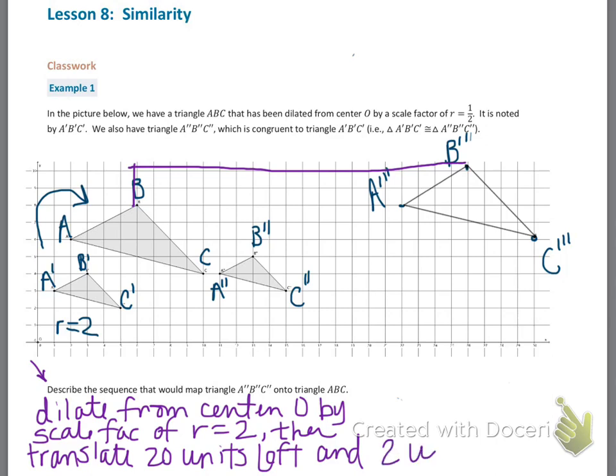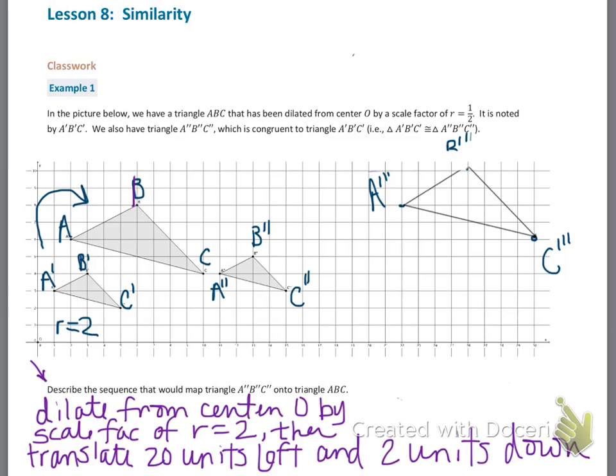Two units down. Now, since we haven't been defining translations that way, we should probably verify that no matter which point I pick, A, B, or C, it would work.